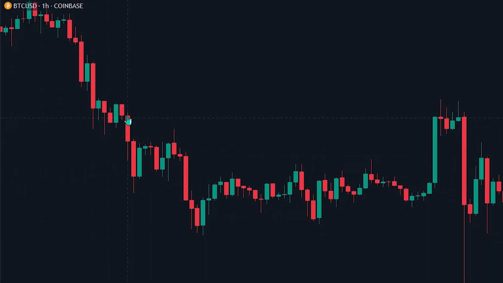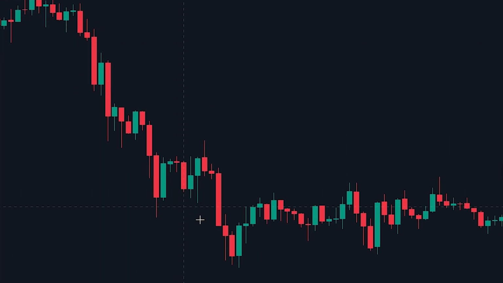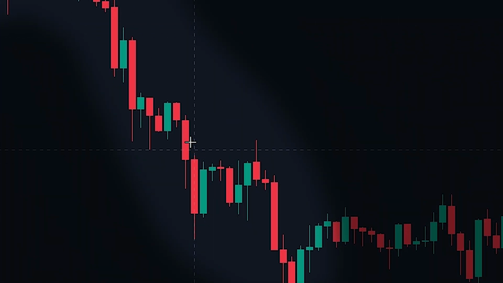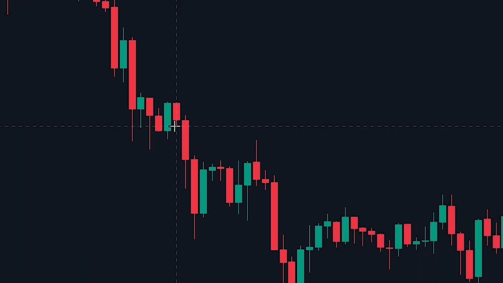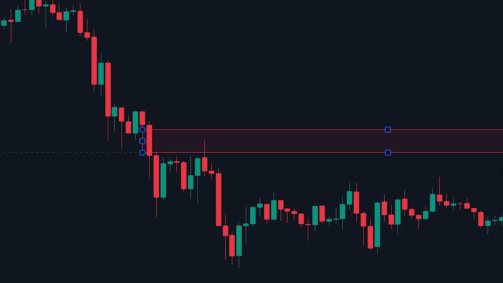Here we can see an example of a bearish fair value gap. We can see here that the price was moving in the downward direction. If we take a look at these 3 candlesticks, we can see that the first candle's low does not overlap with the third candle's high. The zone where the wicks of the outer candlesticks didn't overlap forms the bearish fair value gap.